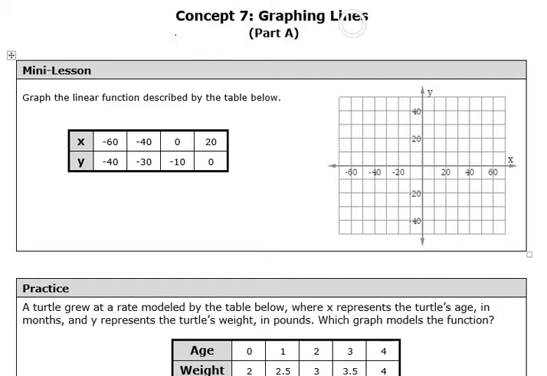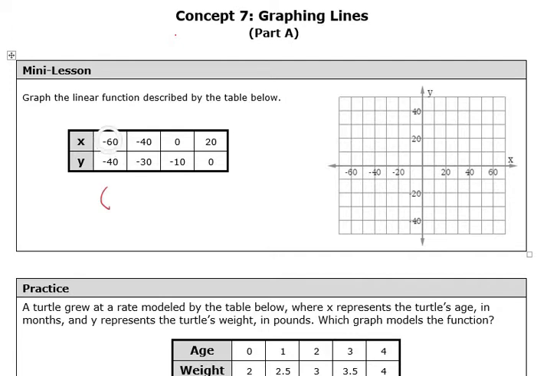Alright, time to practice graphing lines. This first problem, we're going to graph a line and we're given a table. The thing that makes this problem hard is that this table is kind of sideways. It's a horizontal table. But don't be scared, we still have x's and y's. In fact, we could write each of these as an ordered pair.